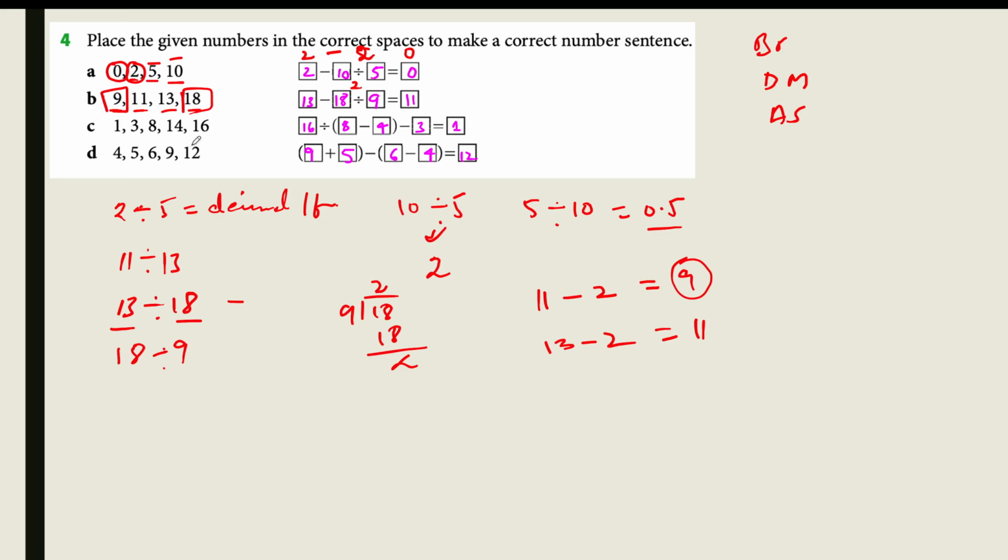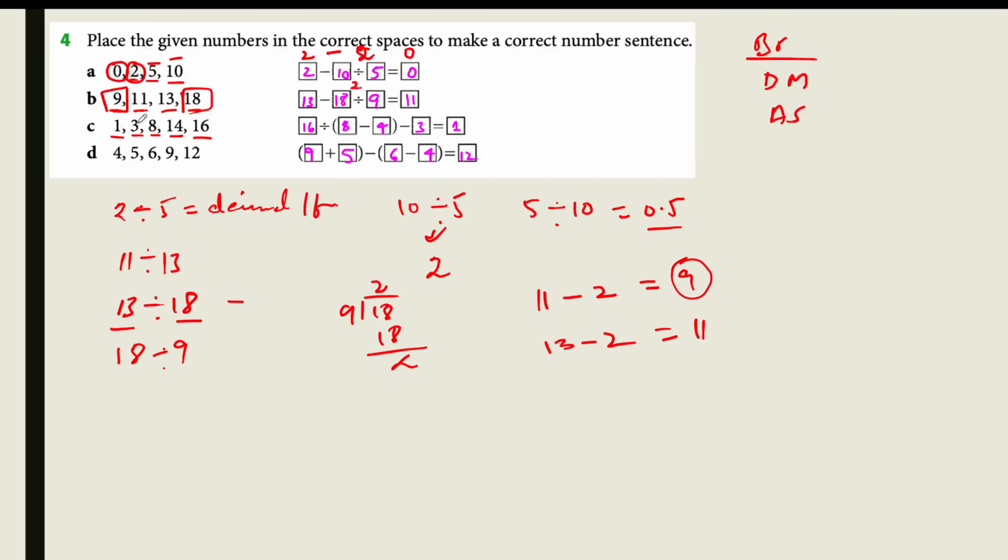Then for the third set of numbers, we have the numbers 1, 3, 8, 14, and 16. Again, we have to first solve the question considering the BODMAS, or the order of operation. And in this equation, we have brackets first. So according to the order of operation, brackets are to be solved first.